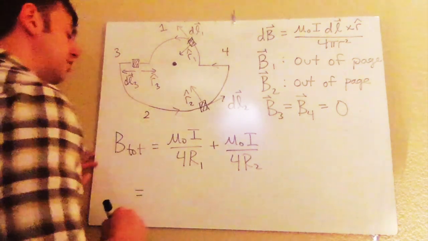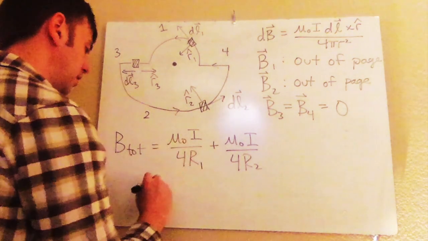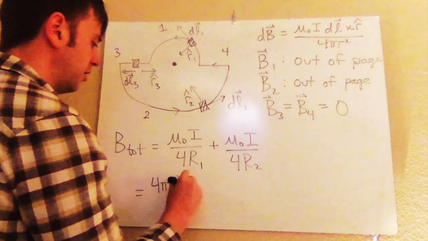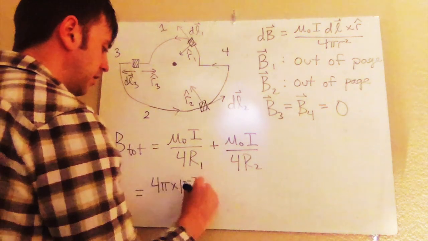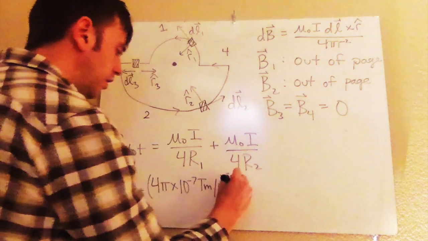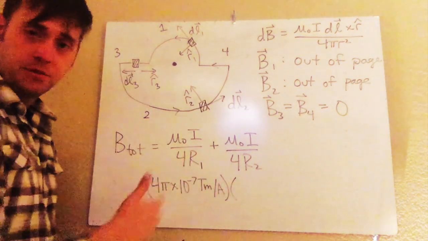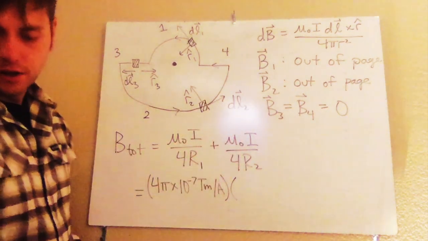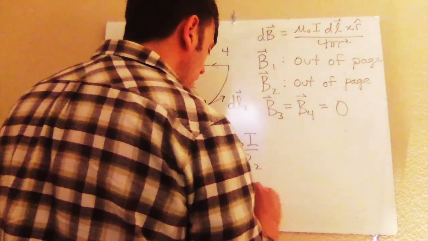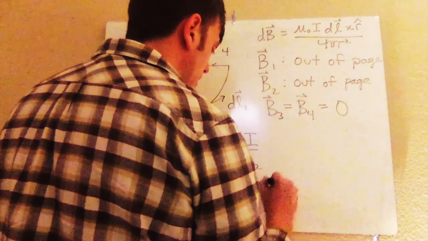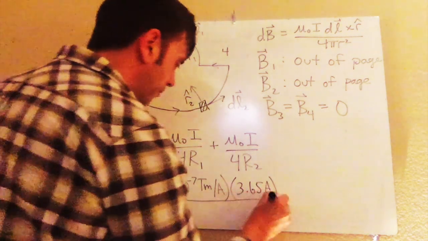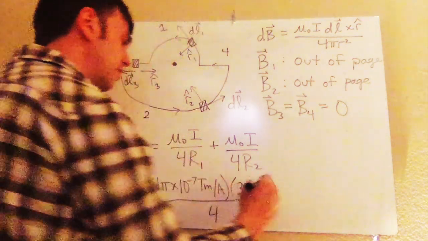So there's a common factor that we can pull out, which is mu naught. By the way, mu naught is 4 pi times 10 to the minus 7 Tesla meters per amp. Now the current, which again is a common factor to both of these terms, what was our current again? Oh yeah, 3.65 amps. Then we'll divide that by this factor down here, which is 4. So that's another common factor.